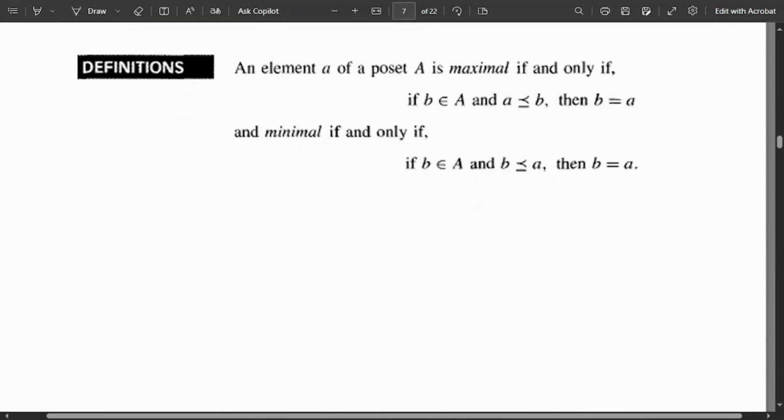Now we define maximal and minimal. An element A of the partially ordered set is maximal if, for any B belonging to the set, if B is greater than or equal to A, then B must equal A. A is said to be minimal if, for any B which is less than or equal to A, that B must equal A. Okay, so this is the condition of maximal or minimal.